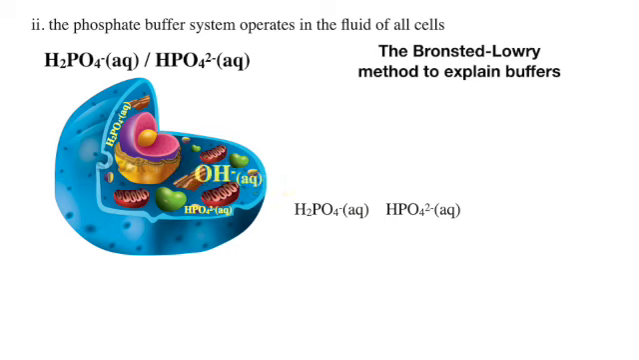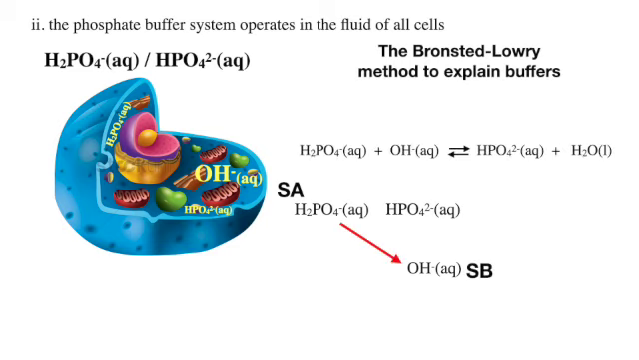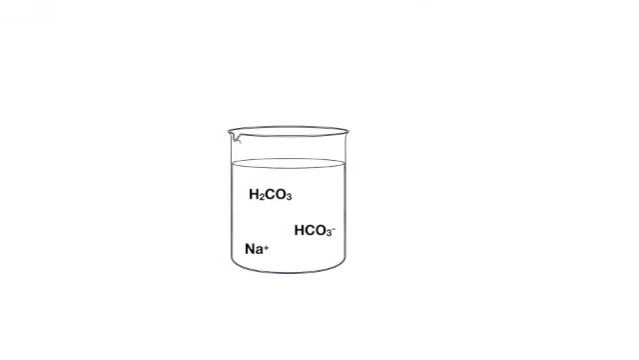Same thing if base shows up here. If base comes in, now my strongest acid is H2PO4 negative. My strongest base is that. Same thing. Instead of OH negative piling up, it starts reacting with the H2PO4 negative. So that's the point of a buffer. The weak acid can gobble up the hydroxides, or the base form can gobble up hydronium and maintain a relatively constant pH.